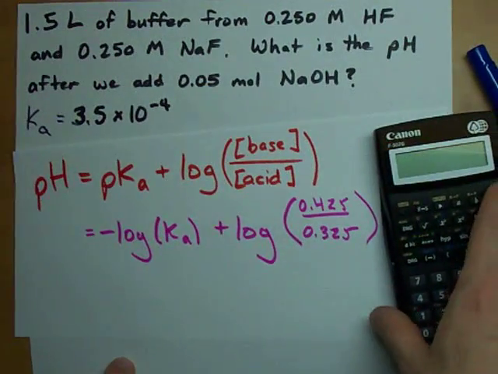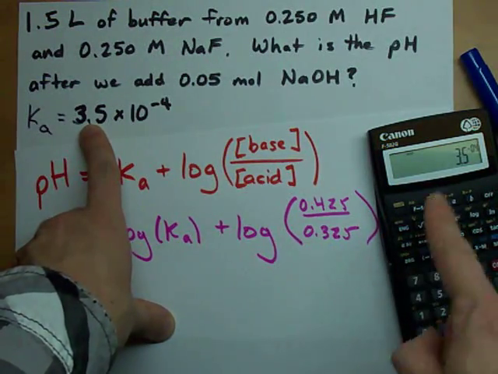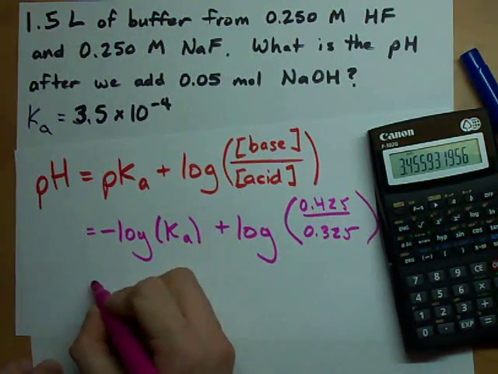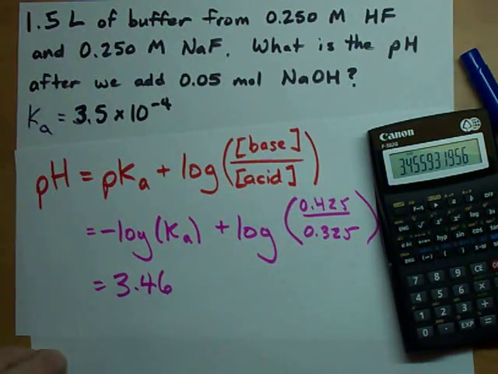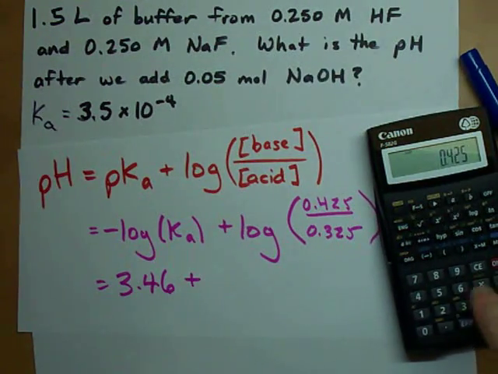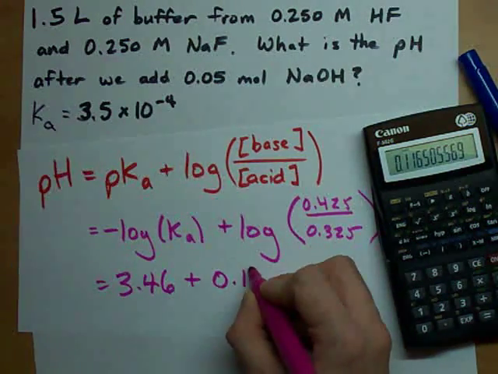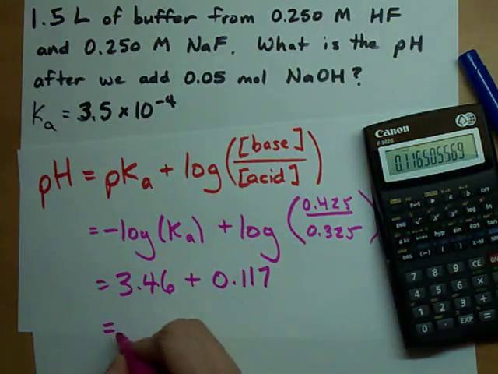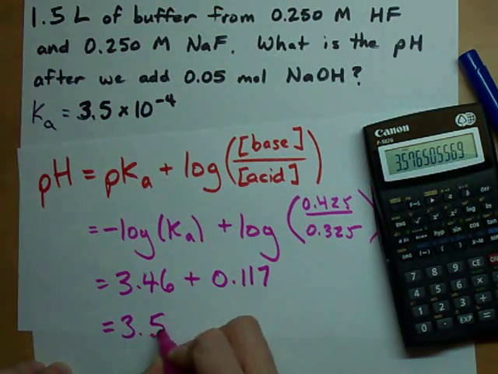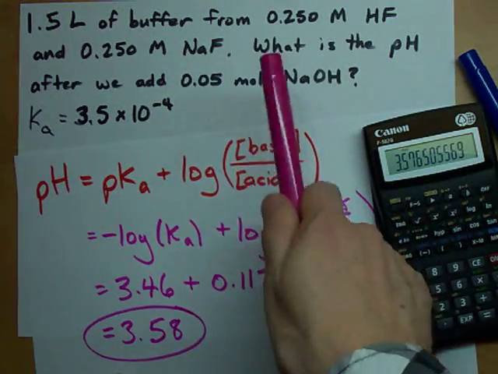Let's do this. What we have is the Ka, 3.5 times 10 to the power of negative 4, but the negative log of that gives me 3.46, plus, and then the log of this ratio here, 0.425 divided by 0.325, and the log of that, which is 0.117. Add these two together. I get 3.58, and that's the pH of this solution once you add some NaOH.